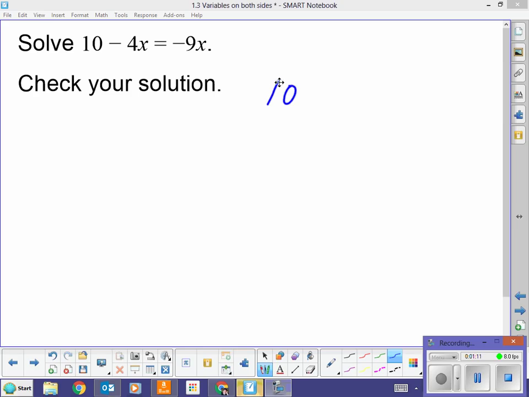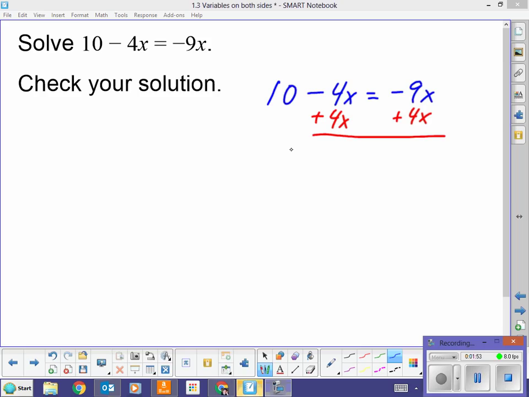Okay, so I've got 10 minus 4x equals negative 9x. And we said that we wanted to collect the variable terms on one side. And to do that, we're going to use the addition property of equality. So I want to move the negative 4x to this side. We don't want to move the negative 9x over to this side, because remember we're trying to isolate the variable terms on one side, the constants, which are just plain numbers, on the other side. Addition property of equality says that I can add the same thing to both sides, so I'm going to add the positive 4x to both sides to make that a 0.